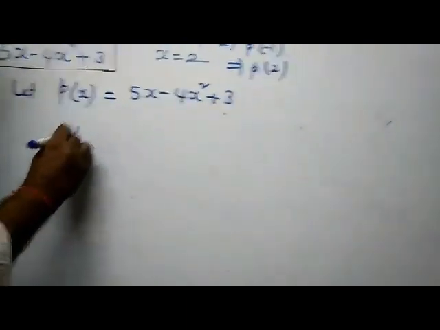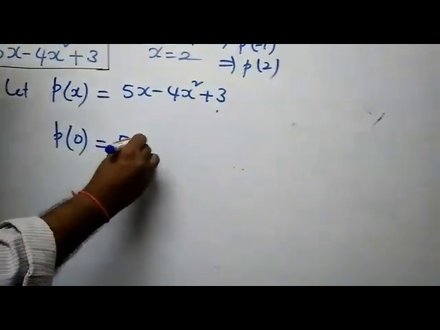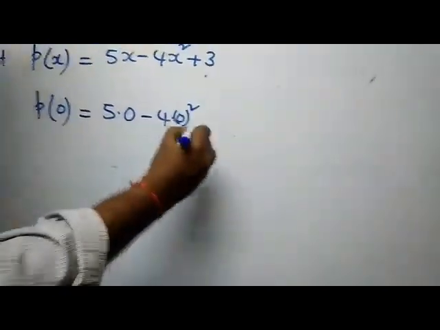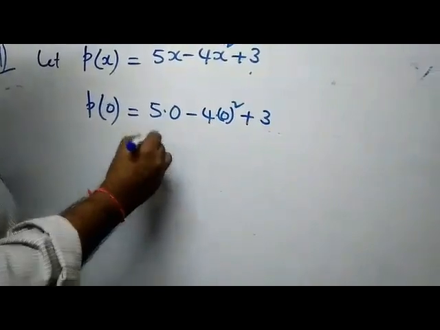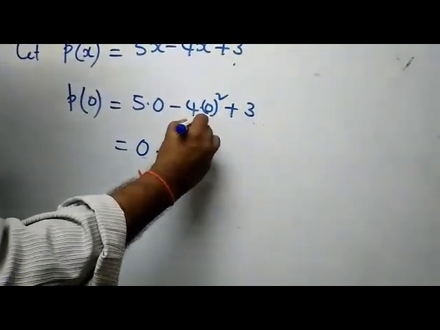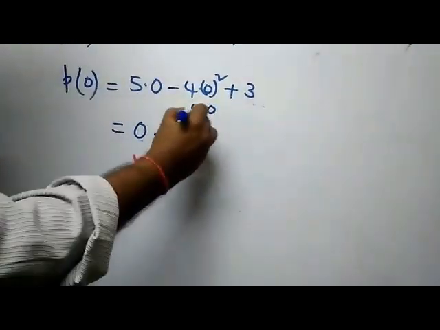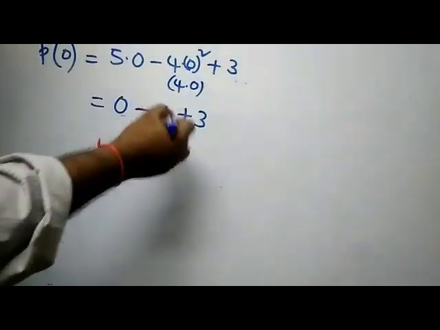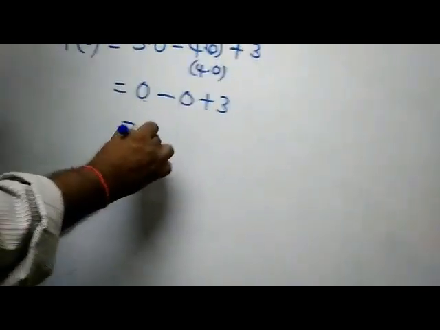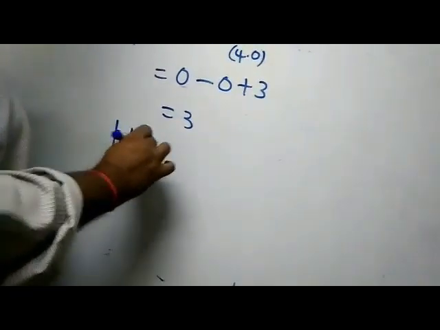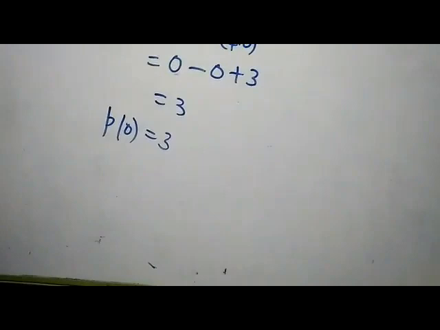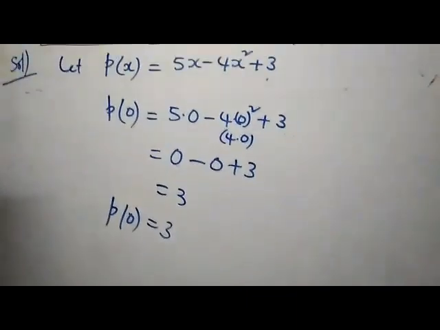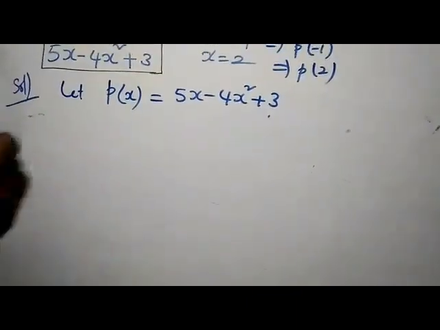First, p of 0. p of 0 is 5 into 0. 5x is nothing but 5 into x. Minus 4 into 0 square, plus 3, is equal to 5 into 0, which is 0. Here also 4 into 0 square is 0. That's why 4 into 0 is again 0, plus 3. Finally, 0 and 0 will cancel. Finally, the answer is 3. p of 0 is equal to 3. Next, p of 0 is completed.